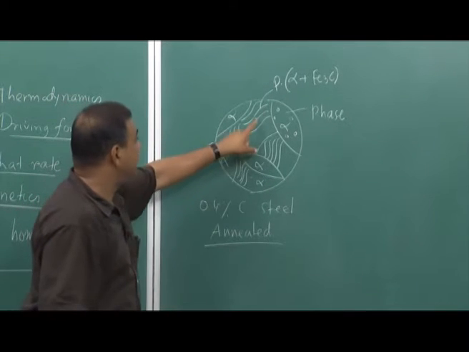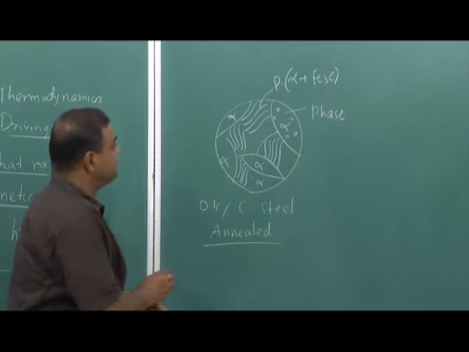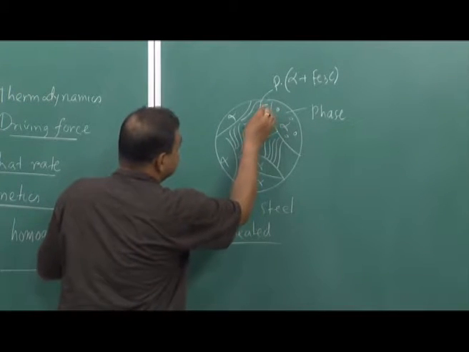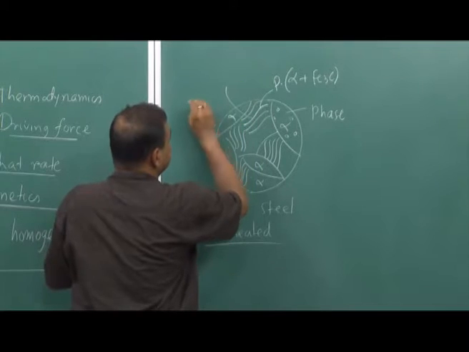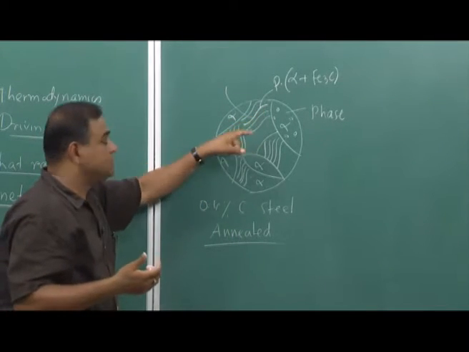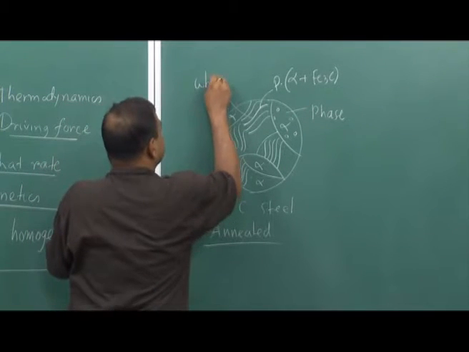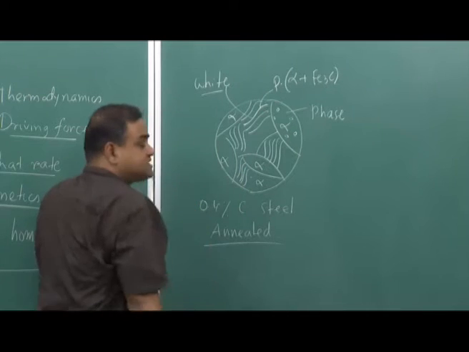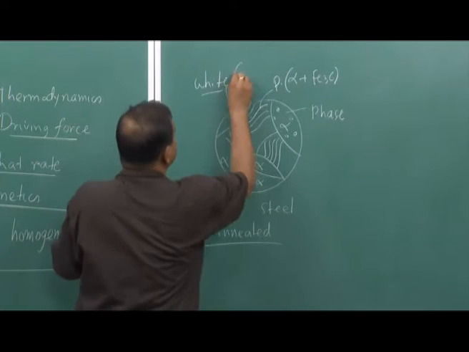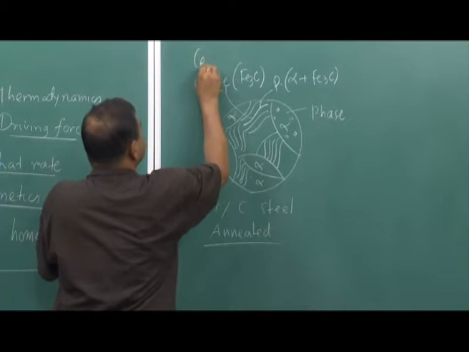But now, what happens in the perlite? In the perlite, if we see this particular thing under a microscope, we will see that it would look like a white strip, and this is nothing but Fe3C, which is cementite.